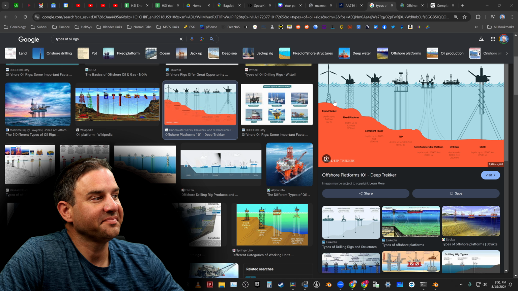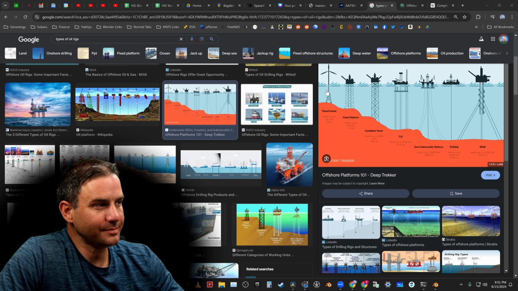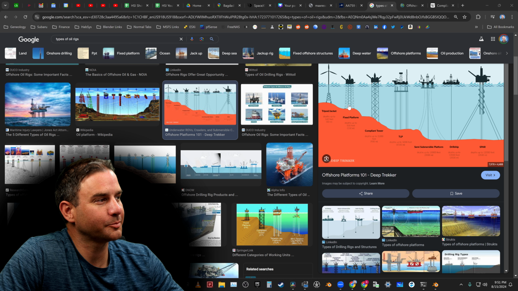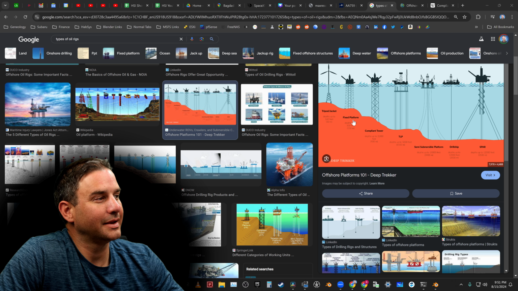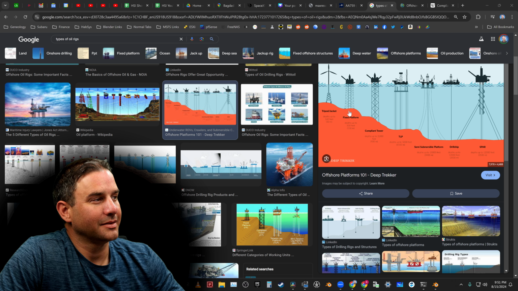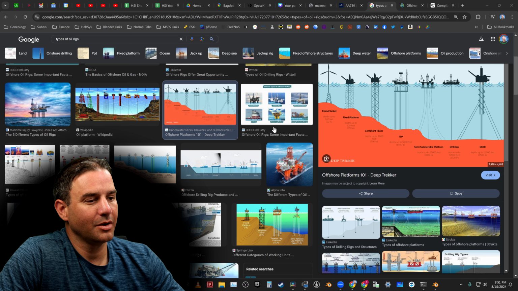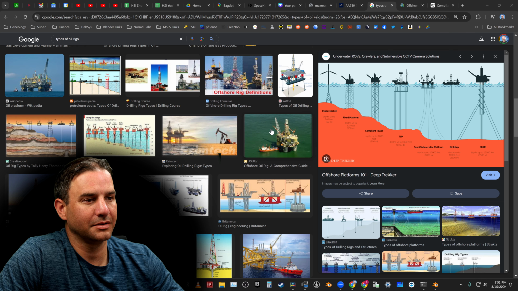The next one over, we have a fixed platform, and this diagram looks like a really huge one. It says for depths up to 150 meters, so basically 500-ish feet. That would be a really tall structure, if you see what these things look like in real life.